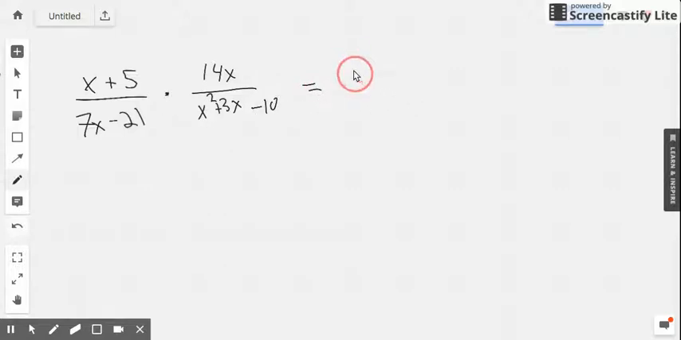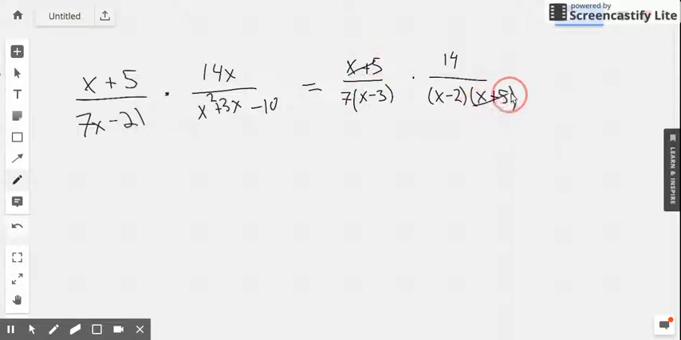Well, x plus 5 can't be factored at all, so we just leave that as x plus 5. 7x minus 21 can be 7, and then just make it x minus 3. 14x can't be factored at all. X squared plus 3x minus 10 can be factored. It's going to factor out into positive 5 and negative 2. So x minus 2, x plus 5. And there we see some cancellation. So the x plus 5 here and here, you can always cancel diagonal and up and down, just never across.